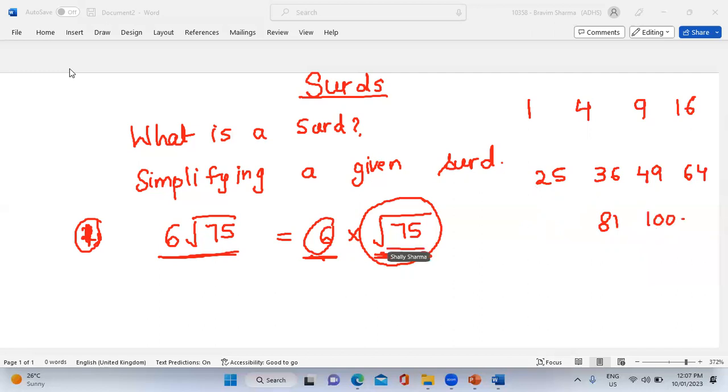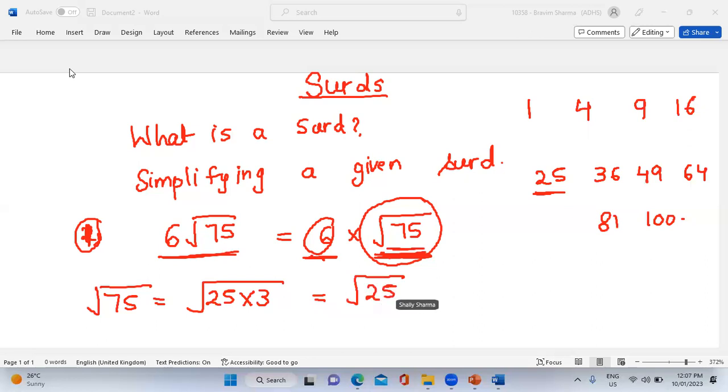I can see that 75 is a multiple of 25. So square root of 75 can be written as square root of 25 times 3, and that is square root of 25 times square root of 3. Whenever there is a multiplication or division, you can split the square root sign. Now square root of 25 is 5, as 25 is a perfect square number. So we can write 5 here and square root of 3.